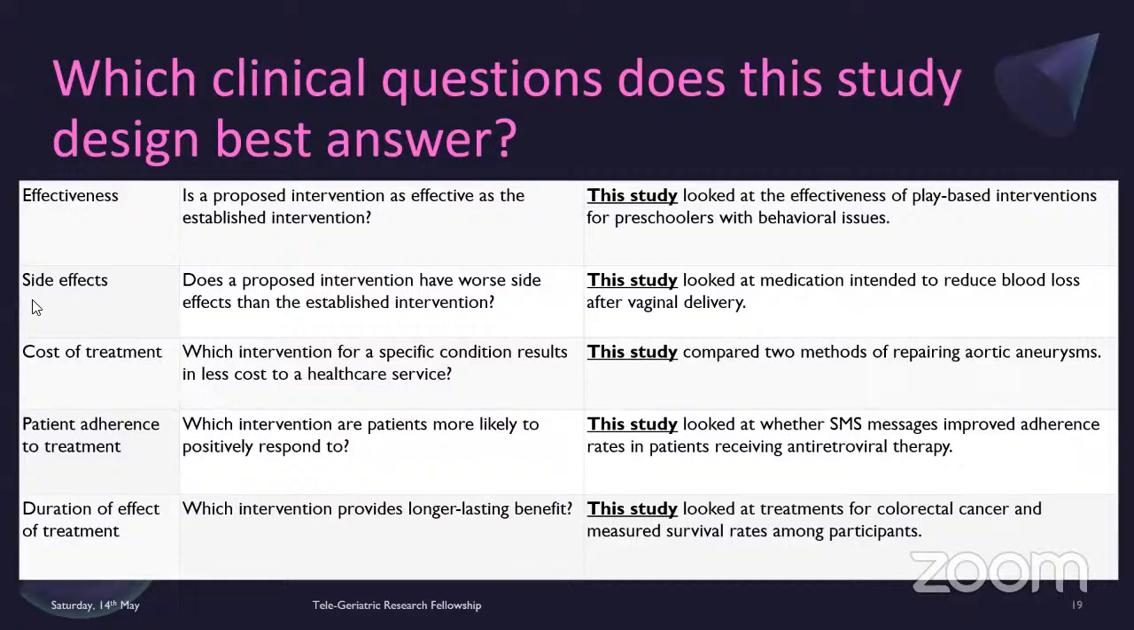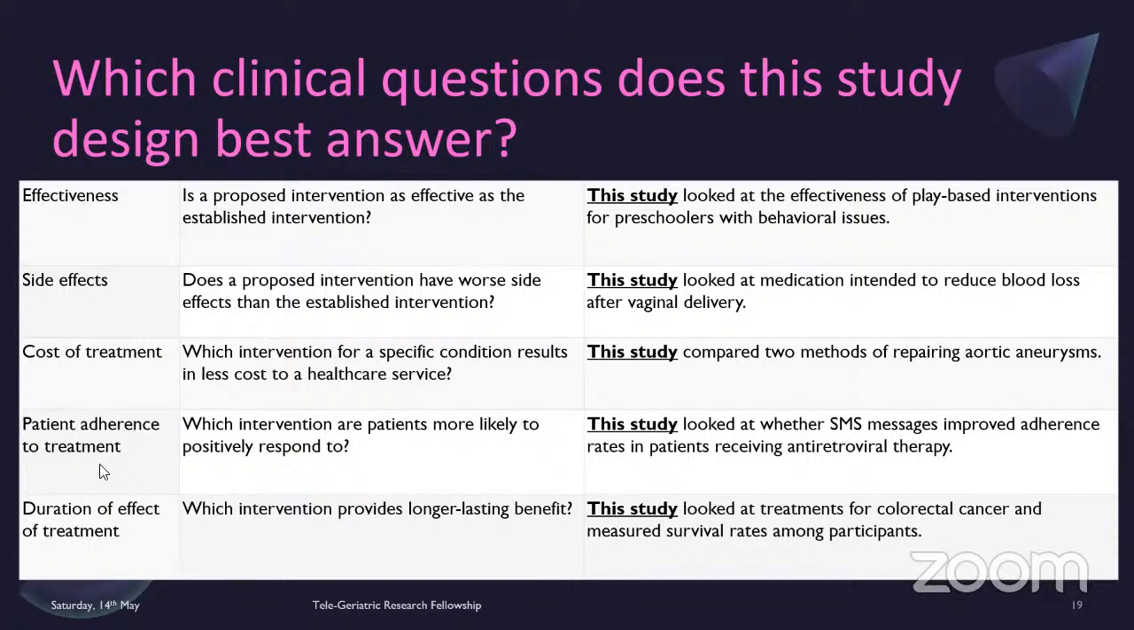Now, side effects. Does a proposed intervention have worse side effects than the established intervention? So this study looked at a medication intended to reduce blood loss after vaginal delivery. Cost of the treatment: which intervention for a specific condition results in less cost to a healthcare service? So the study compared two methods of repairing aortic aneurysm. One of them is less expensive, the other one is very expensive. So definitely we want to study which is less expensive.